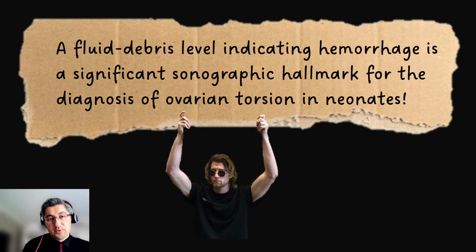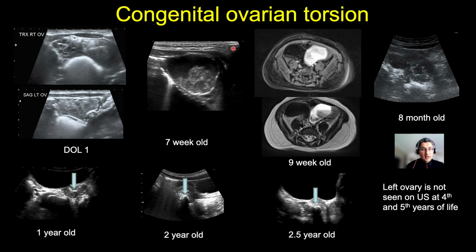Remember, a fluid debris level indicating hemorrhage is a significant sonographic hallmark for the diagnosis of ovarian torsion in neonates. This is an indication for the surgeons to intervene and detorse the ovary. Here you see another congenital ovarian torsion case. On the ultrasound, these are follow-up ultrasound imaging for 2.5 years, and on the 4th and 5th year, we were not able to see the ovary anymore.